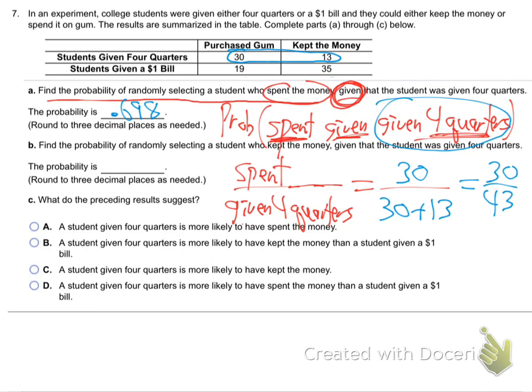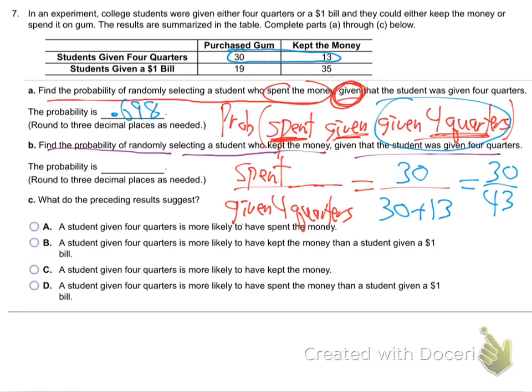So what that's saying is, if you grab somebody among the people that were given quarters, 70% of them spent the money. 70% of the people given quarters spent their money on the gum. That's what that's saying. Next question, Part B. Find the probability of a randomly selected student who kept the money, given they were handed 4 quarters.